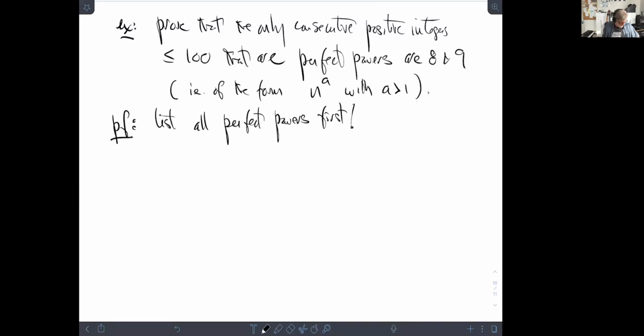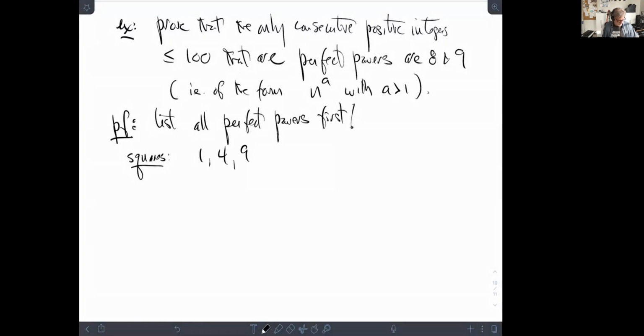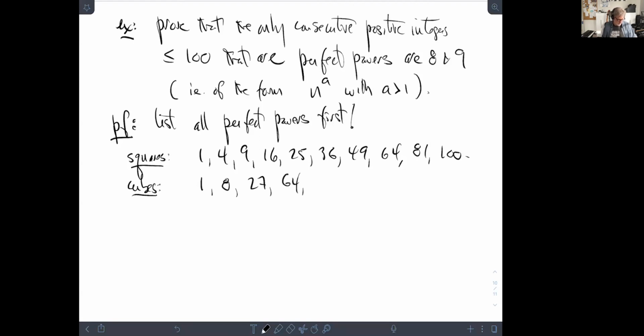So let's start with the squares. What are the squares? There's 1, 4, 9, 16, 25, 36, 49, 64, 81, 100. Cubes. I'm just cubing the numbers one after another and stopping at 100. So 1 cubed, 2 cubed, 3 cubed, 4 cubed, and 5 cubed is too big. Fourth powers, 1 power 4, 2 power 4, 3 power 4, and that's it.